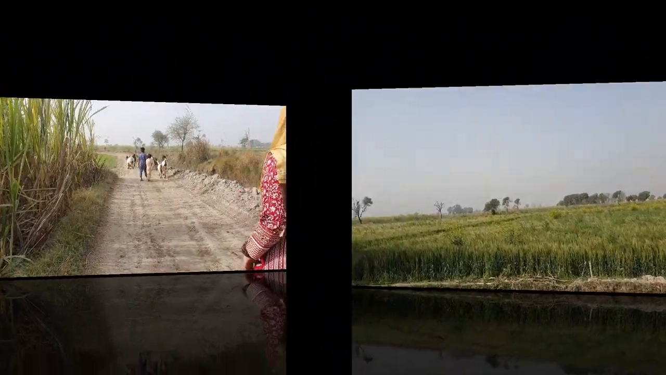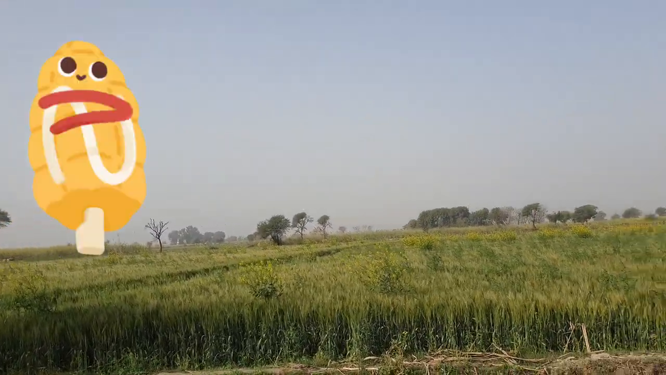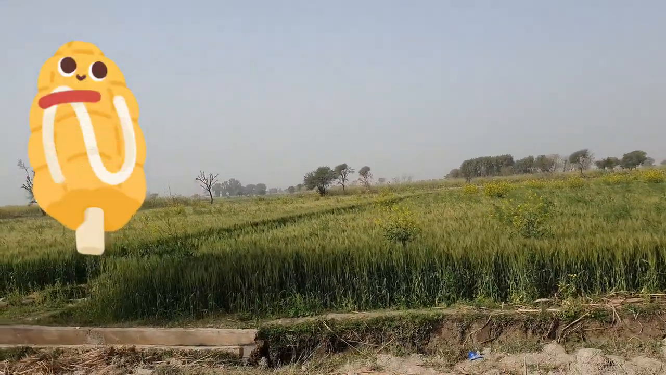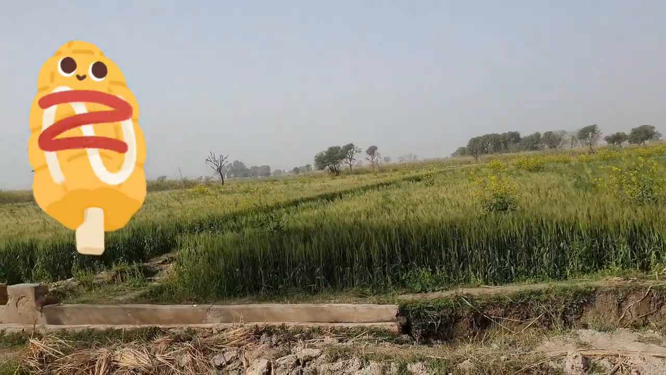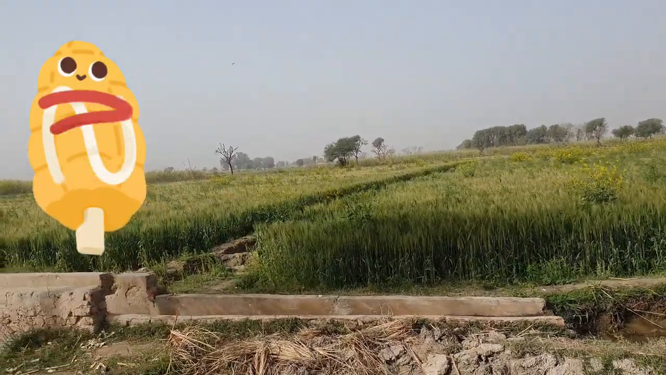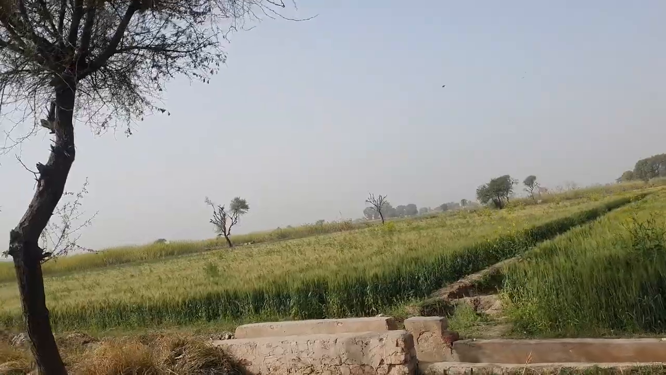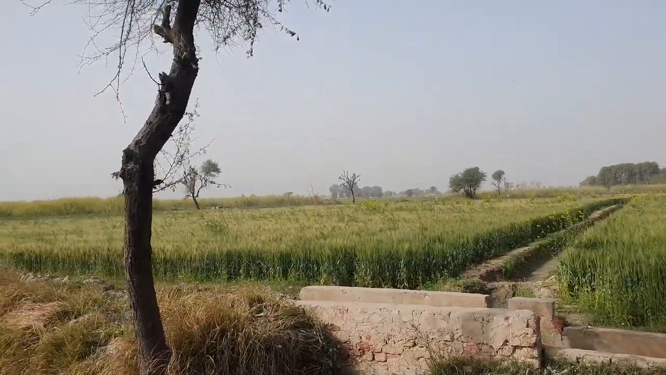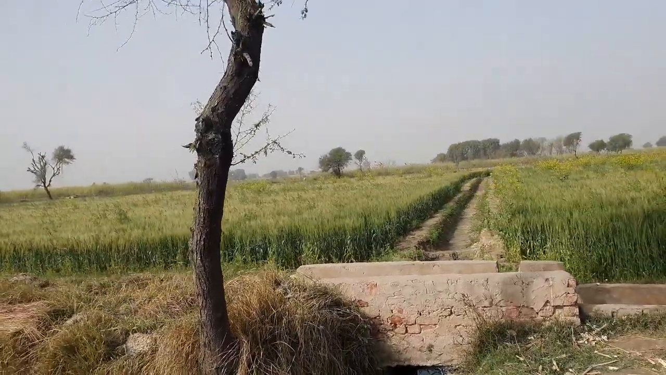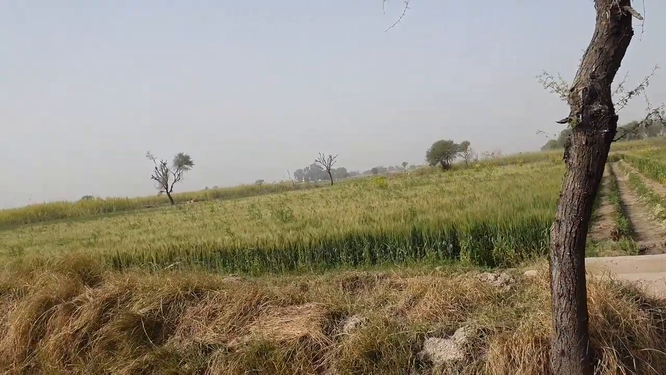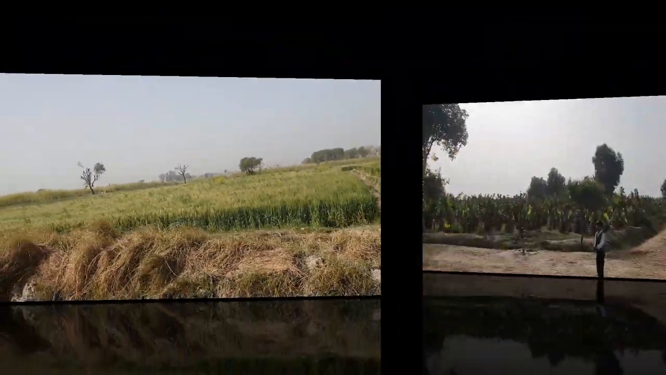This is the crop of corn. We like sweet corn, right? This is the crop of corn, but this is not ready yet. Yes, we can make popcorn, we can make sweet corn.